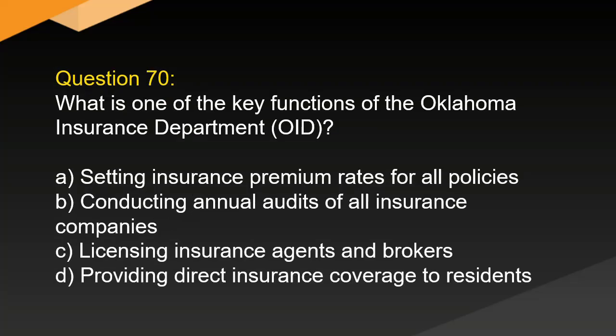Question 70. What is one of the key functions of the Oklahoma Insurance Department, OID? A. Setting insurance premium rates for all policies. B. Conducting annual audits of all insurance companies. C. Licensing insurance agents and brokers. D. Providing direct insurance coverage to residents.